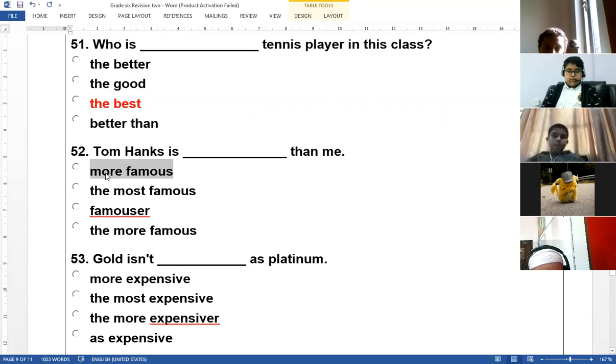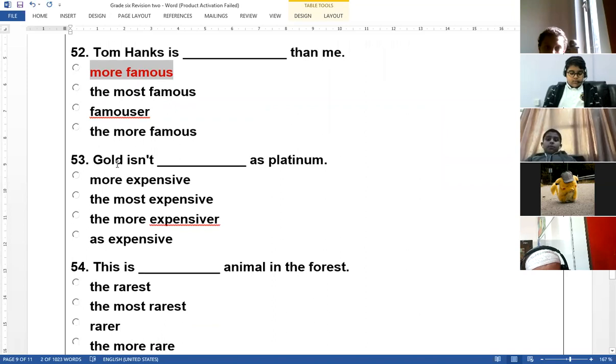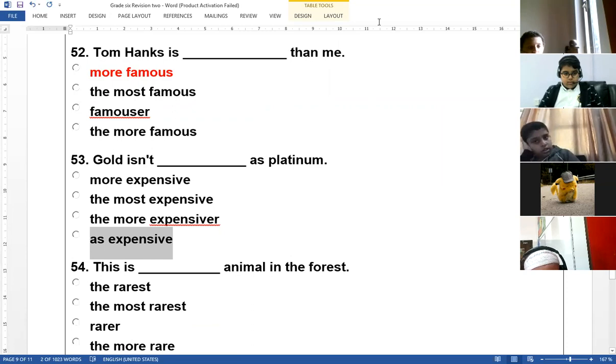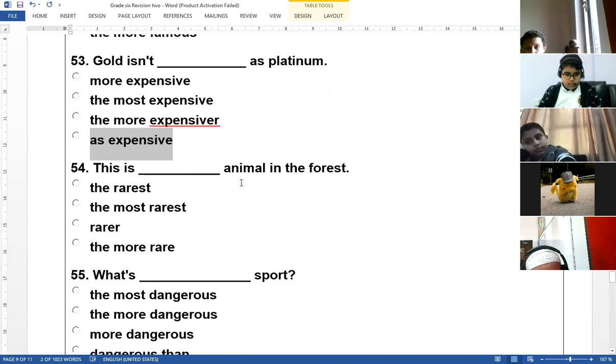No. Gold isn't as expensive as platinum. I'll answer this because it's not a question for you. We say isn't as expensive as, okay? So you don't have to study this. Let's move to the next one. This is the rarest animal. It means it has very limited numbers.